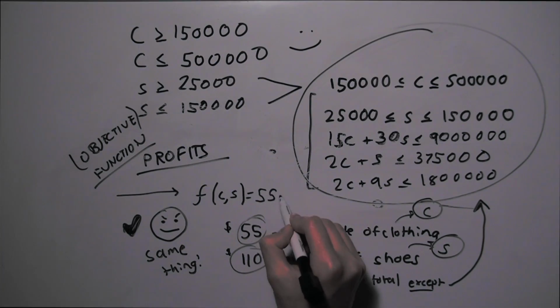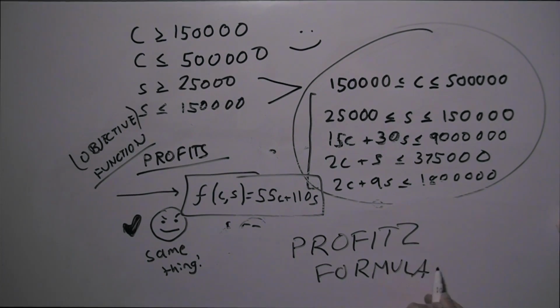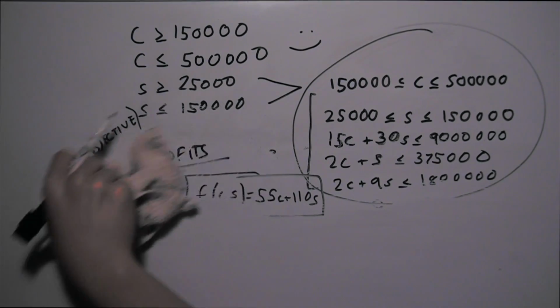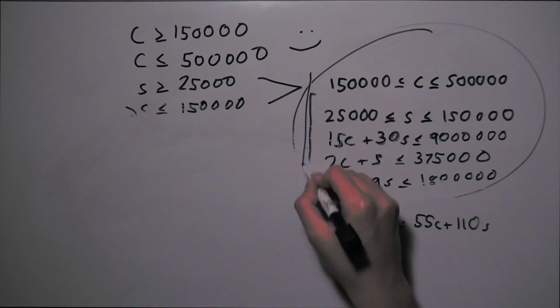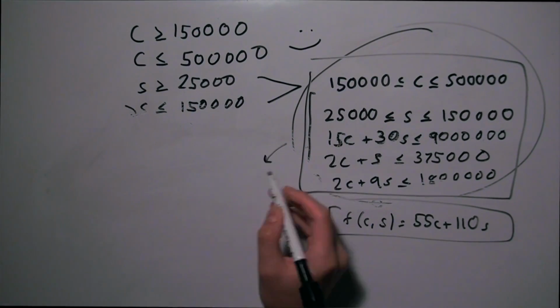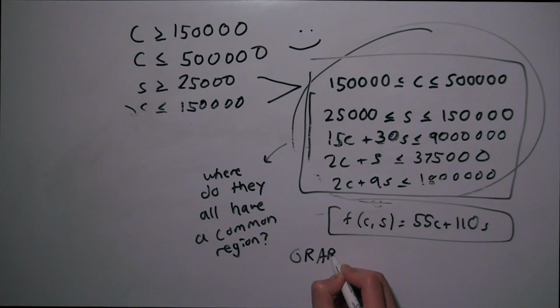Here it is in all its formal functional beauty. The function of C and S is 55C plus 110S. This is going to function as a profits formula, and we're going to put this in terms of our constraints. But how exactly are we going to do this? Very good question. Well, we're going to have to find a common region between all of the constraints so we can define it in terms of the objective function later.